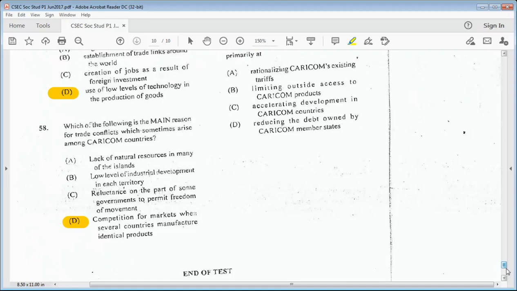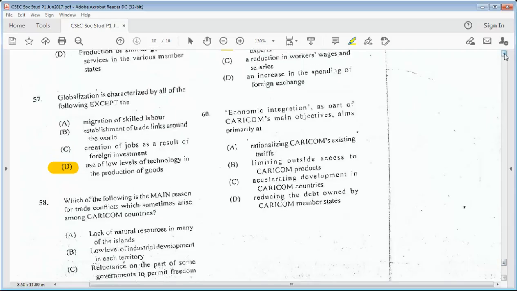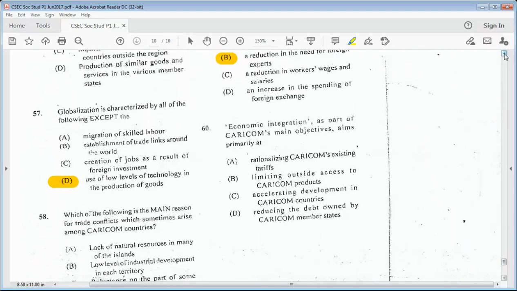Let's go on to question number 60. Our final question says, economic integration as part of CARICOM's main objectives aims primarily at A, nationalizing CARICOM's existing tariffs, B, limiting outside access to CARICOM products, C, accelerating development in CARICOM countries, or D, reducing the debt owed by CARICOM member states. So our answer would be C, accelerating development in Caribbean countries.